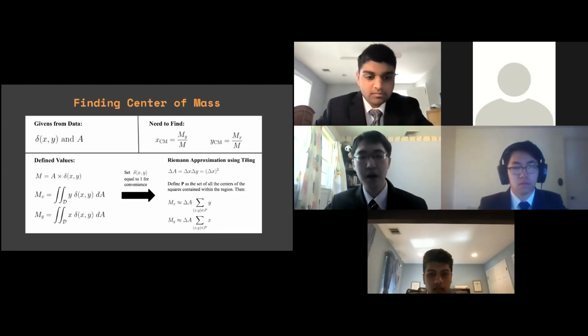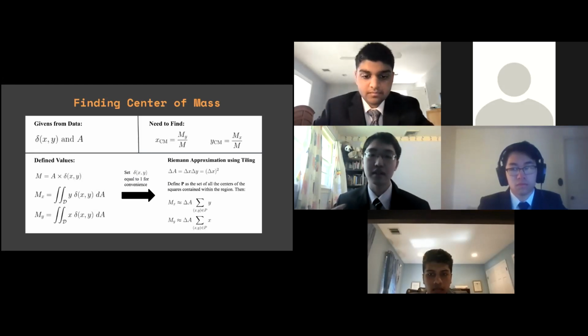Moreover, since we assume population density is constant, we can set it equal to 1 for convenience of calculations, as it will cancel out when we divide Mx or My by m to get the coordinates of the center of mass. In particular, this means that the mass of a region will be equal to its area. And this is very convenient, as the area of each region is directly given in the data sheets. Now, let's move on to an actual sample tiling.